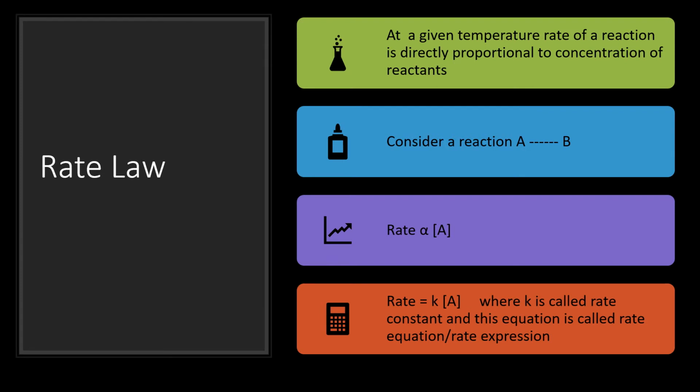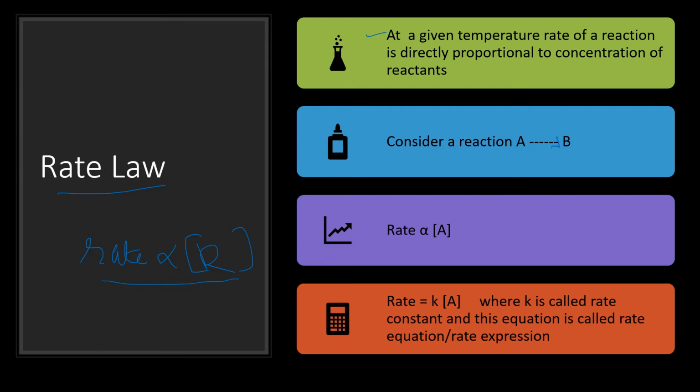So here we are discussing the effect of concentration on reaction rate, that is called rate law. According to rate law, the rate of a reaction will increase with increasing concentration of reactants. That is, rate is directly proportional to concentration of reactant. If there is more reactant, that reaction will be faster than the other one. So a rate law is defined as: at a given temperature, the rate of a reaction is directly proportional to the concentration of reactant.